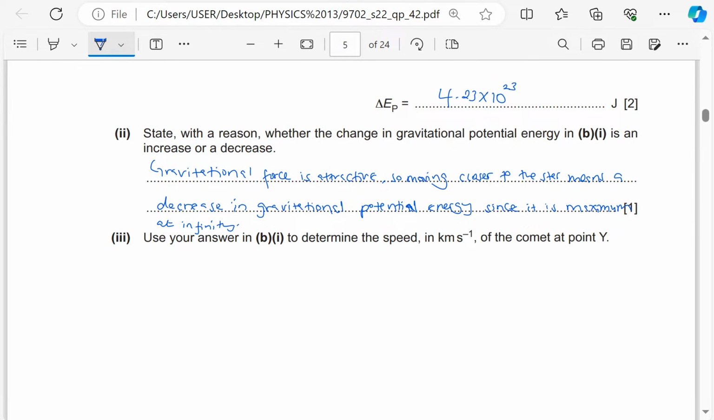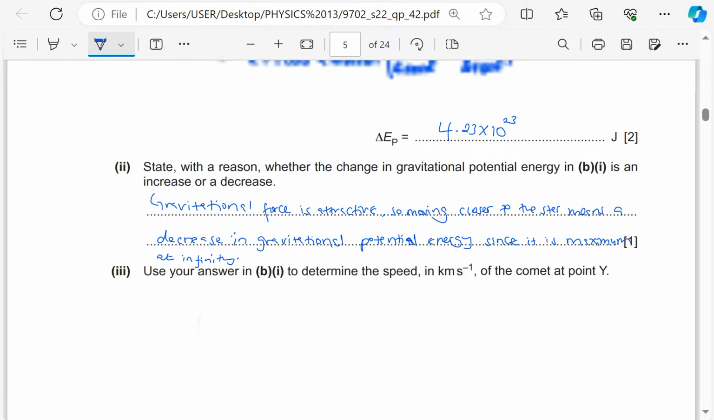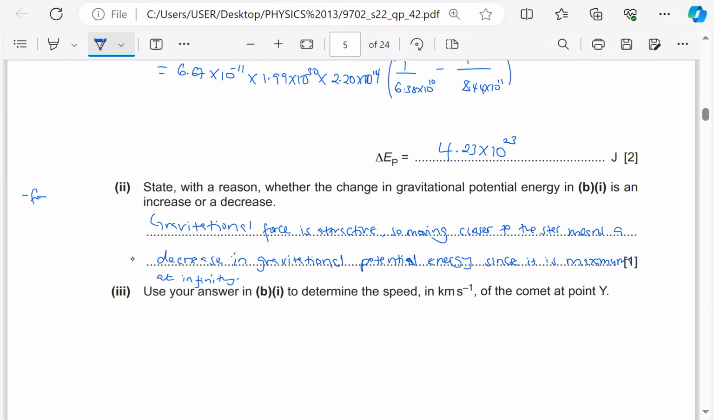Okay. Alternatively, you would explain it in terms of work done. If you move closer to another mass, the gravitational force does work. And because it is the gravitational force which does work, energy is being removed from the mass. So moving towards means the force does work, which reduces the gravitational potential energy. Moving away would mean work is done against the force, which would increase gravitational potential energy. So I would simply say here, the force does work, and so this is going to be a decrease.